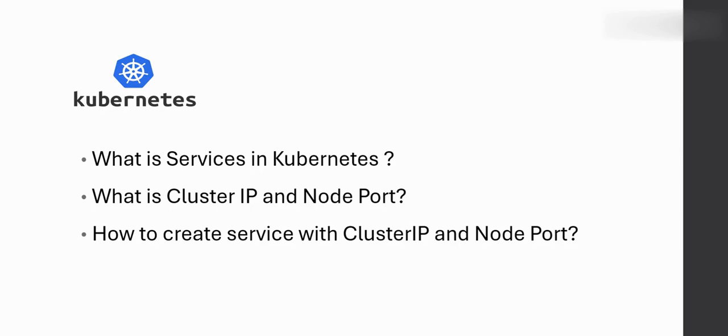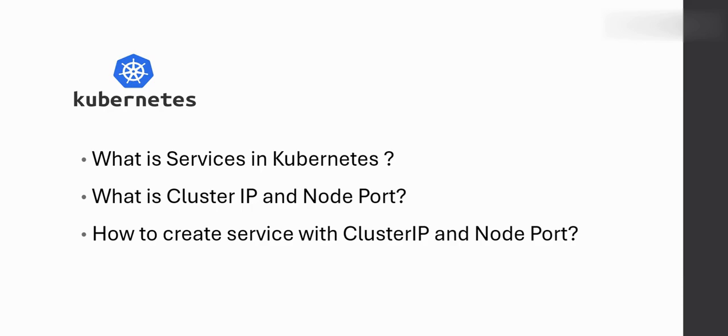Services are used to expose pods to the network, and since the pods can be restarted or replaced, their IP addresses keep changing. And to provide a stable endpoint for communication, Kubernetes offers service types like ClusterIP and the NodePort.